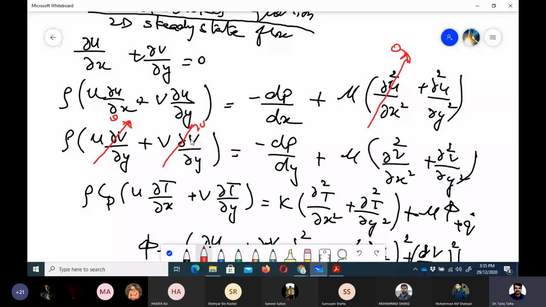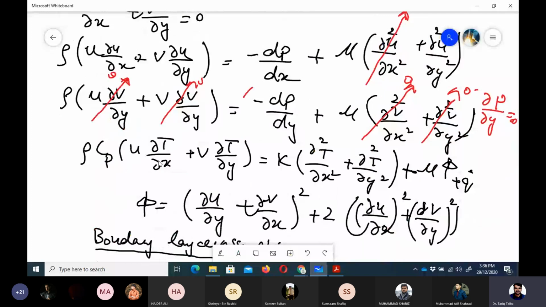And then partial squared v upon partial x squared is also 0, and partial squared v upon partial y squared is also equal to 0. Because the v velocity is very small, and when we take its gradient, it would be even smaller. So we are only left with this: in the boundary layer, partial p by partial y is equal to 0. It means that inside the boundary layer, the pressure only varies in x. In y, there is no variation of pressure. That is one conclusion of the boundary layer assumption. Now coming towards the energy equation.